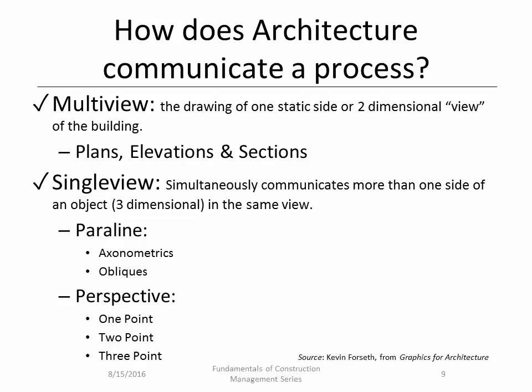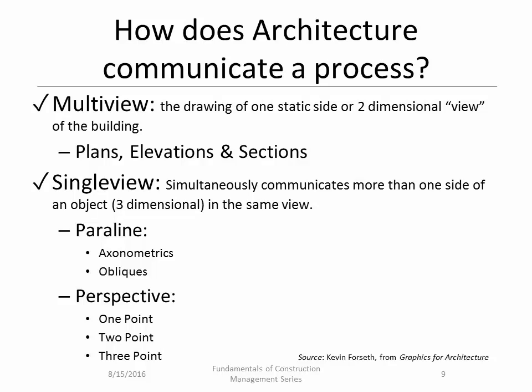Well, there are some specific views that architectural drawings typically try to establish so that they can communicate different types of information that builders can put into place. One is a multi-view. It's the drawing of one static side or view of the building. That means typically that the multi-view requires many different drawings so that it can communicate everything that the builder needs to know about the building.